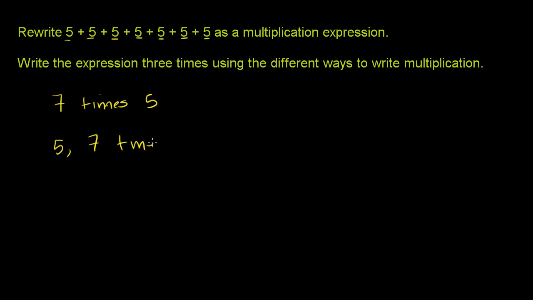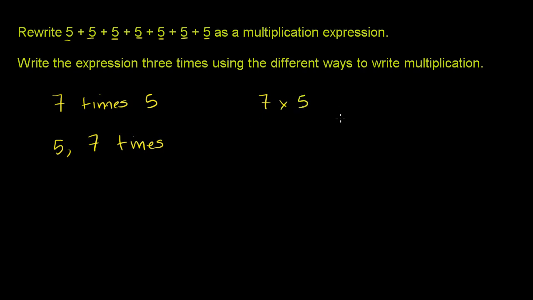And I'm not even writing it mathematically yet. I'm just saying, if I saw 7 of something, if these were apples, you would say apples 7 times, or you'd say 7 times the apple, whatever it is. Now in this case, we're actually adding the number to each other. And we could figure out what that is, and why don't we. But the way we would write this mathematically, we would say this is 7 times 5.